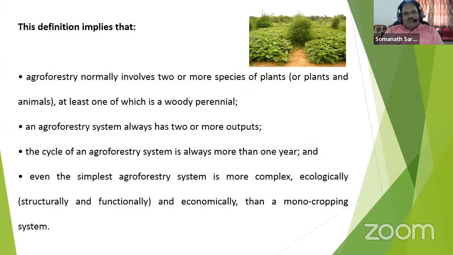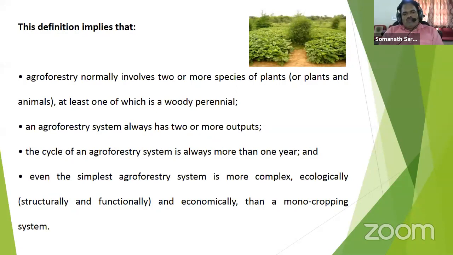The definition of an agroforestry system involves four main points. It should involve two or more species of plants. There should be two or more species in an agroforestry system, and at least one should be a woody perennial species. An agroforestry system always has two or more outputs, multiple outputs. For example, when growing tree species, we can produce wood material and fodder material from the tree species, and from growing agricultural crops, food material is obtained, and fodder is also obtained from the agriculture crops. It means the system has two or more outputs.